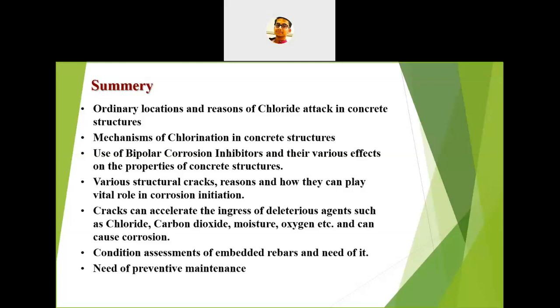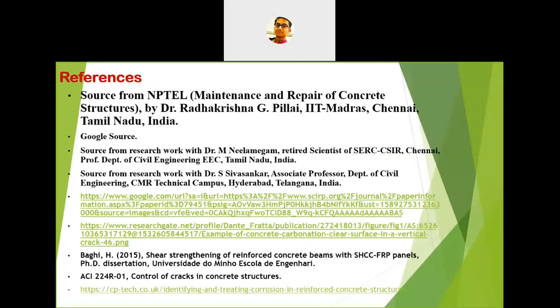are getting neglected. So these are all the references I have used for making this presentation for you. Most prominently, I took some of the materials from the NPTEL course by Dr. Radhakrishnan G. Pillai, IIT Madras. And these are the other references I have used for preparing this presentation.